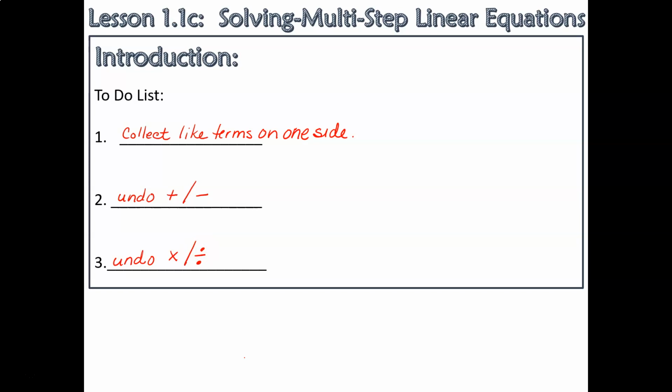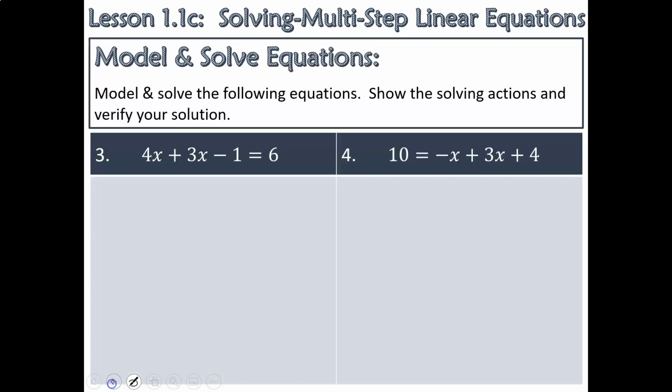Okay, so let's look at number 3 on page 22 down to number 3. And let's go through our to-do list. The first thing we need to do in order to solve or find x is to collect the like terms. Squeeze this down to the smallest possible thing. I'm going to rewrite this so it's not with a dark background. And I'm going to collect these. That means add them together and keep them on the same side. So 4x and 3x is 7x minus 1 equals 6.